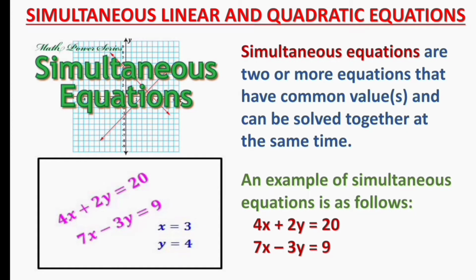An example of simultaneous equations is as follows. We have two equations here. The first equation is 4x plus 2y is equal to 20, while the second equation is 7x minus 3y is equal to 9. This is an example of simultaneous equations. Let's learn more about simultaneous equations.